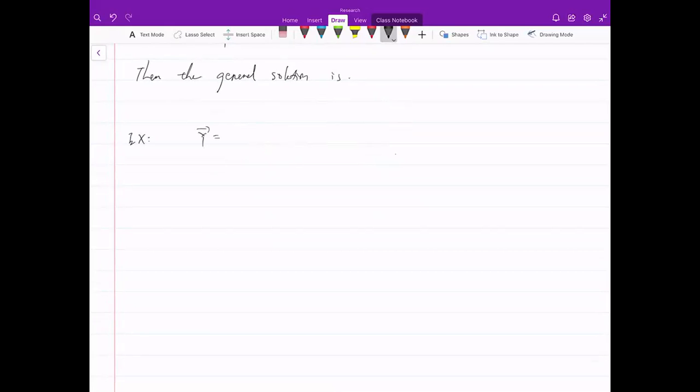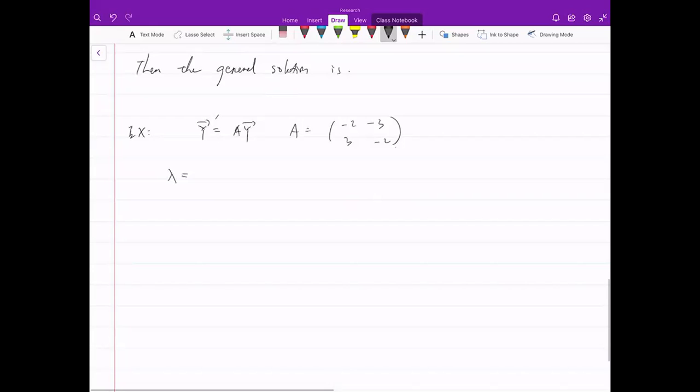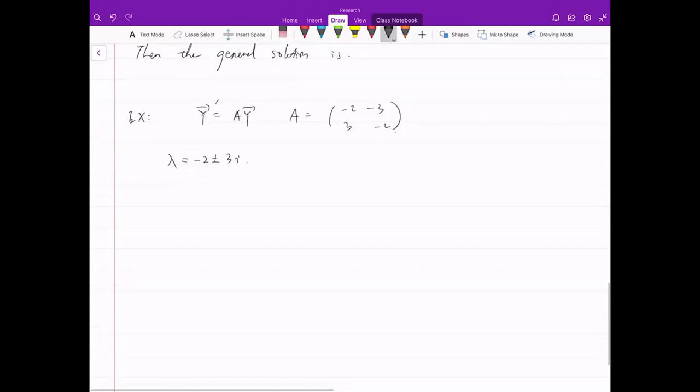Last time we were talking about here, we got this: y prime equals Ay, where A equals negative 2, negative 3, 3, negative 2. Okay. We did a quick check. Lambda equals, check my notes, negative 2 plus minus 3i. So far, so good. Then what we have is e to the lambda t v1. All right, so let's take lambda equals negative 2 plus 3i. Let's do Av equals lambda v.